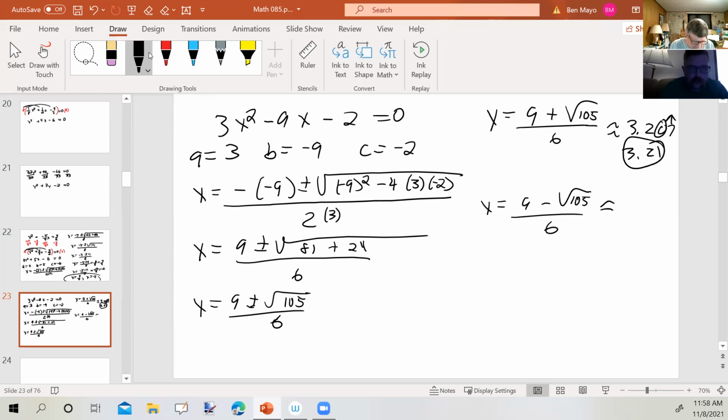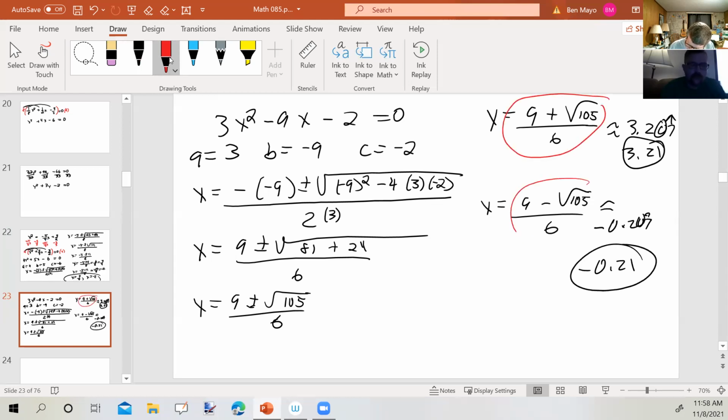3.21. And then the minus, we get negative 0.207. So the 7 again would round up, negative 0.21. So these are the exact answers, and these are the decimal equivalents. Again, in WebAssign, you can't use the plus minus notation for your answers. You have to enter them separately and separated by a comma, and make sure that comma is outside of the radical.